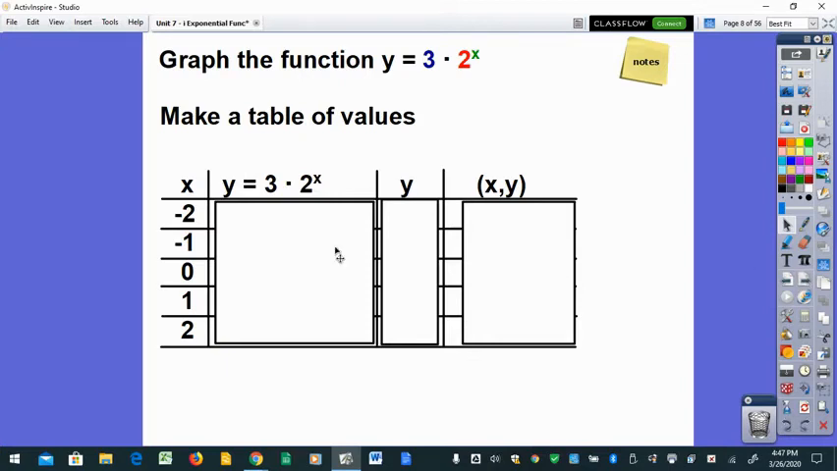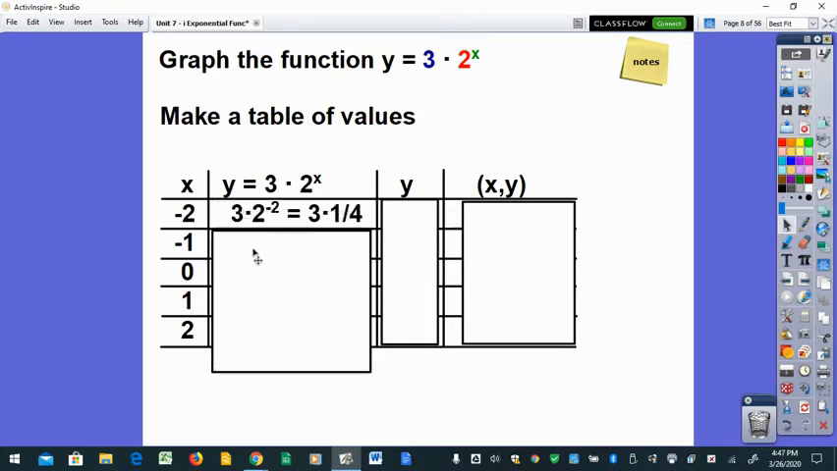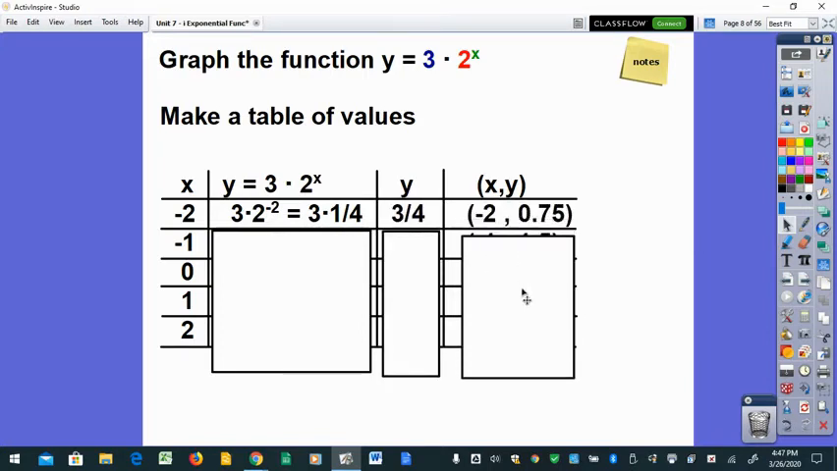So notice I've got the base 5 coming back over here. So I'm going to replace the x and substitute in a -2, a -1, a 0, a 1, and a 2. When I take the -2, remember that this negative exponent is going to drop that down to 1 over 2 to the +2, which is 1/4. We end up with 3/4 here, or 0.75. So there's our coordinate pair. The input's -2, the output's 0.75.